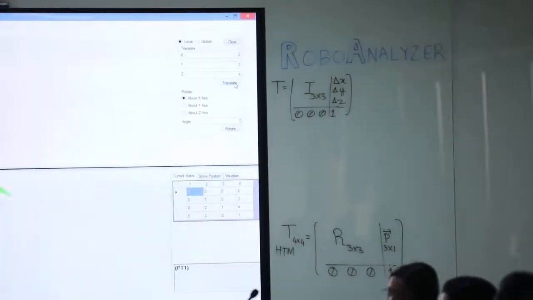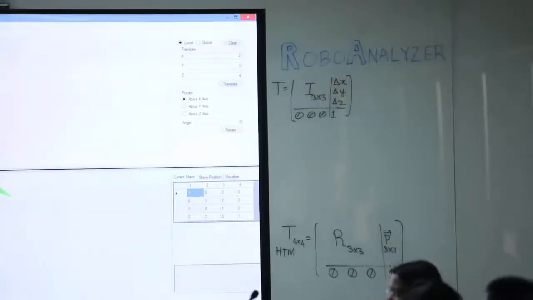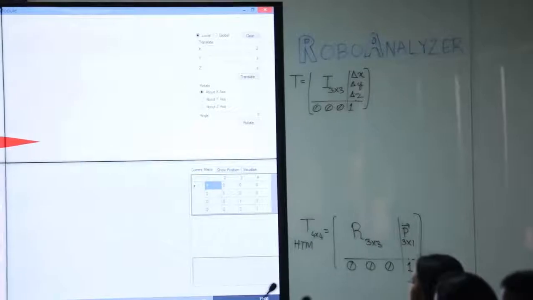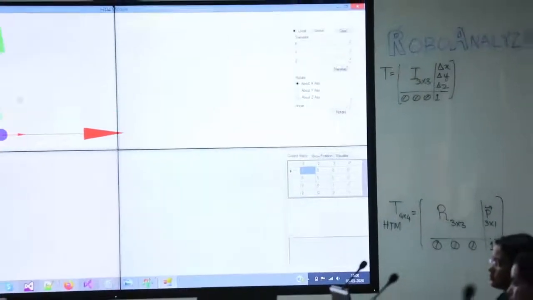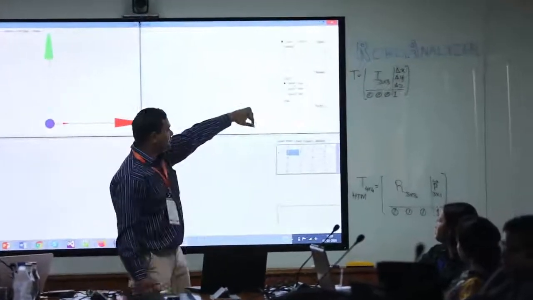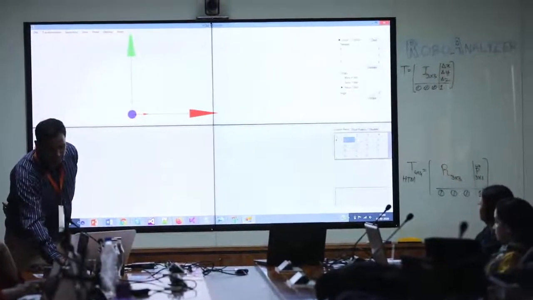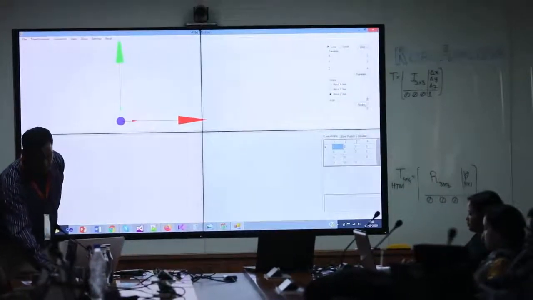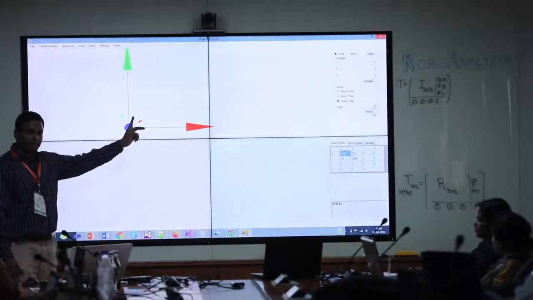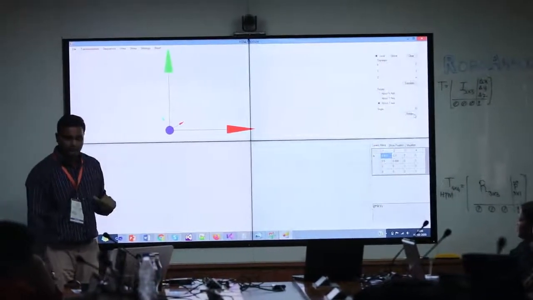Just demonstrate here. I'll click on reset and we'll go to XY view. Now there is a rotation option here. I'll just rotate about Z axis by 30 degrees. You see, U and V frame rotated by 30 degrees with respect to the Z axis. Z axis is coming towards south.